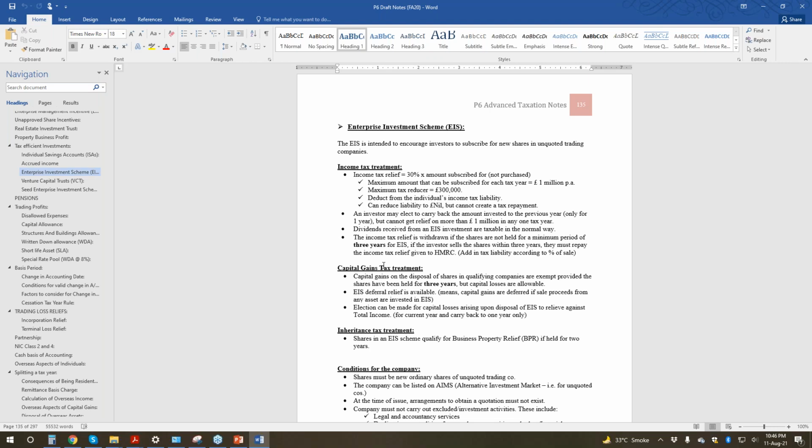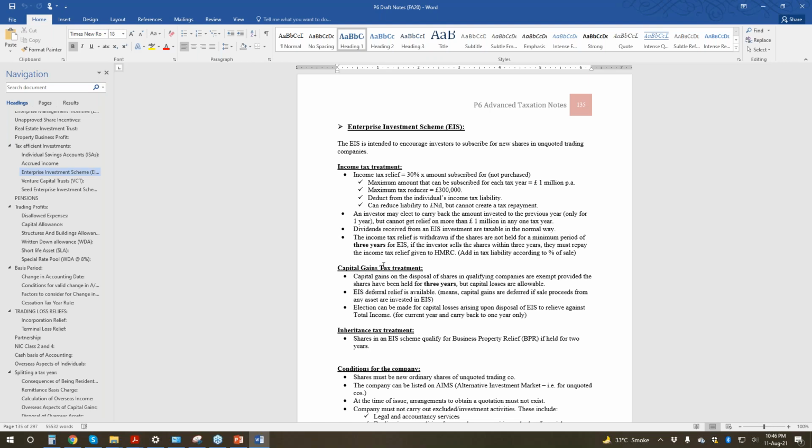What you can do with the tax reducer is deduct it from your final income tax liability. For example, if tax for the year is 45,000, you can deduct 30,000 from that and pay only 15,000 to HMRC. Is there any limit? Yes. The maximum you can invest in 1 year is 1 million. So you can invest 3 million in 3 years, but you cannot invest more than 1 million in 1 year. So obviously the maximum reducer you can get in a year is 300,000.